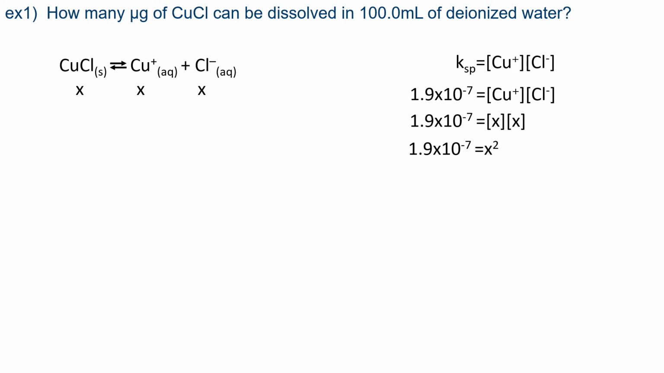So X times X gives us X squared. We square root both sides. We now have a value of X. Now we're looking for the amount of CuCl, and we know that the CuCl concentration is equal to X because that's what we wrote in our balanced decomp reaction. That CuCl concentration equals X. So the molarity of copper 1 chloride is equal to 4.359 times 10 to the negative 4 molar.